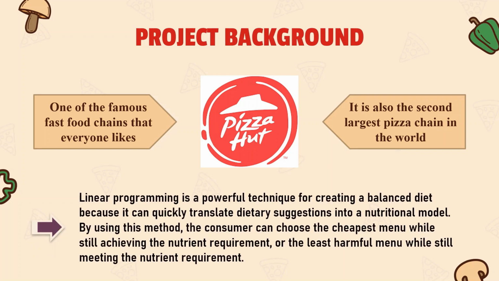Hence, by using linear programming, this study tries to create the cheapest and healthiest Pizza Hut Malaysian menu for adults that satisfy Malaysian Recommended Nutrient Intake 2017. Linear programming is a powerful technique for creating a balanced diet because it can quickly translate dietary suggestions into a nutritional model. By using this method, the consumer can choose the cheapest menu while still achieving the nutrient requirement, or the least harmful menu while still meeting the nutrient requirement.